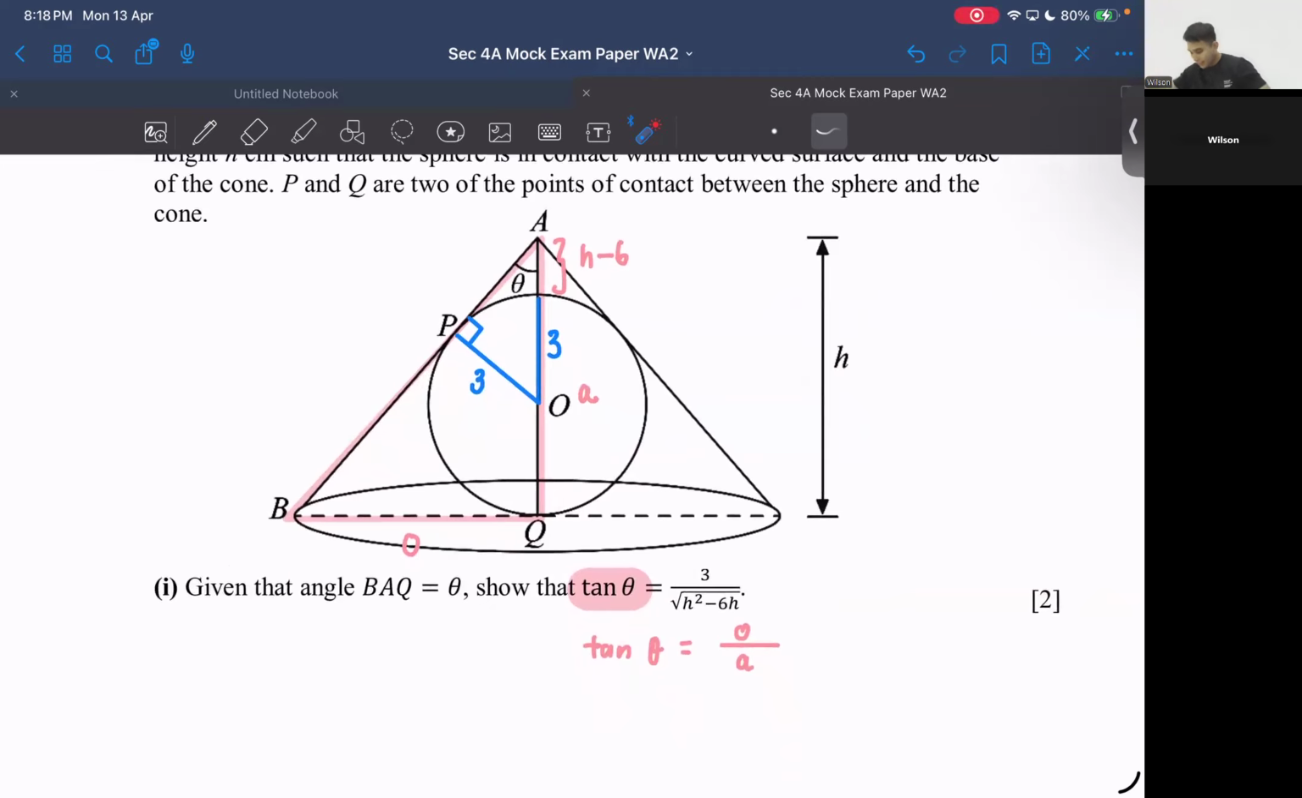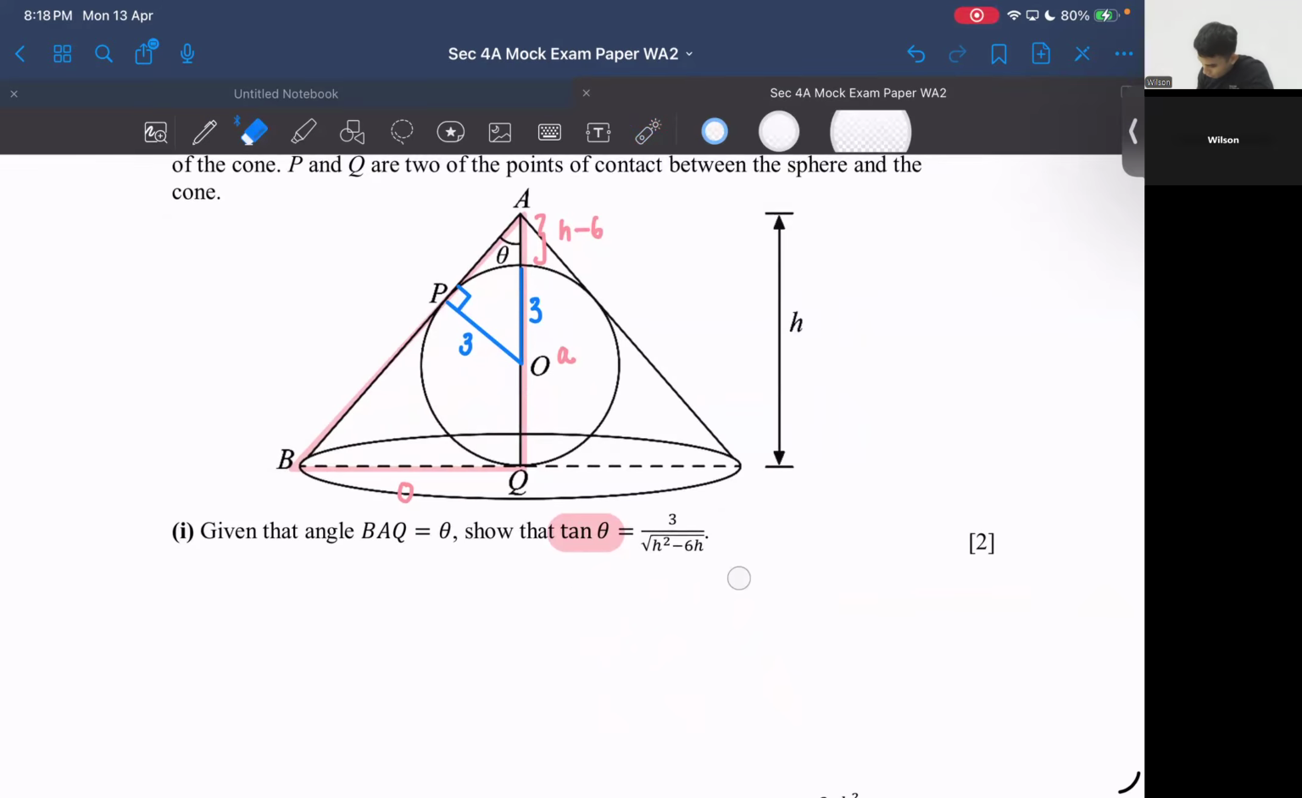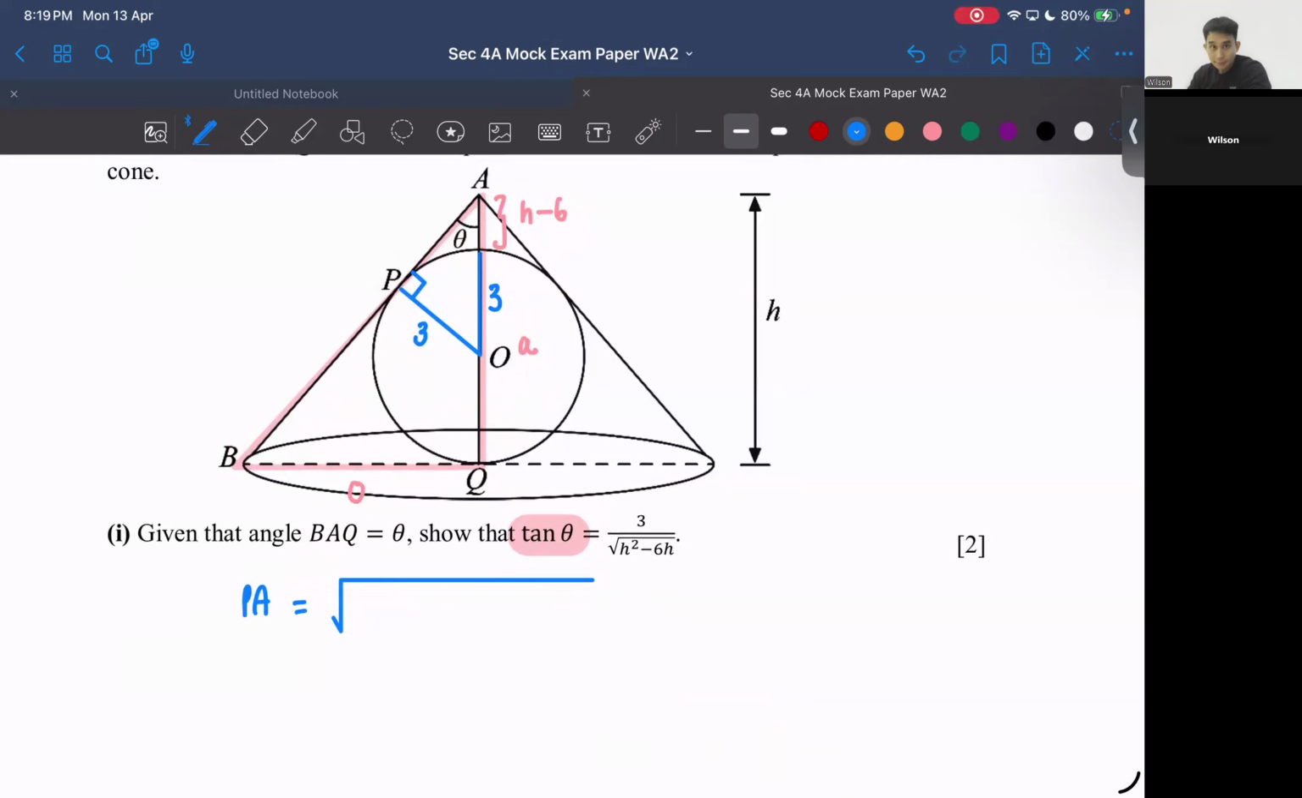How do I find P? Yes, thank you very much. You see, I will now give you the answer. So from this triangle over here, we can find out what is our PA or AP, right? Whatever you want to find. PA is equal to, by Pythagoras theorem, what minus what? H minus, this is H minus 3, right? Agree? So this is H minus 3 squared, minus 3 squared over here.